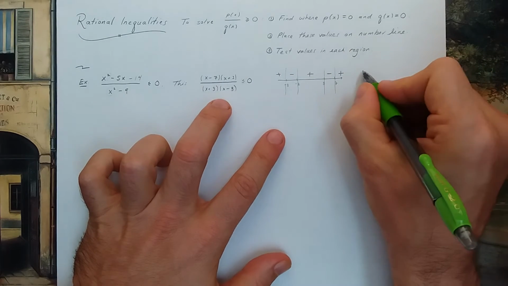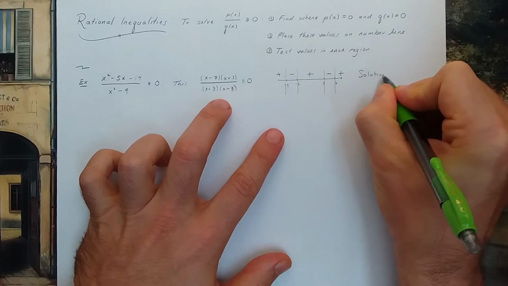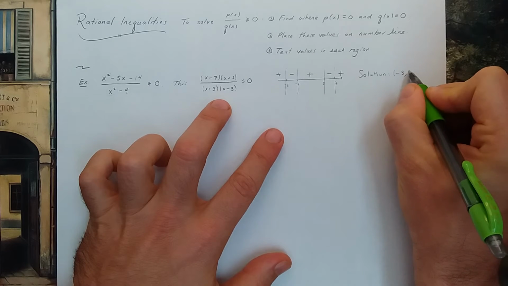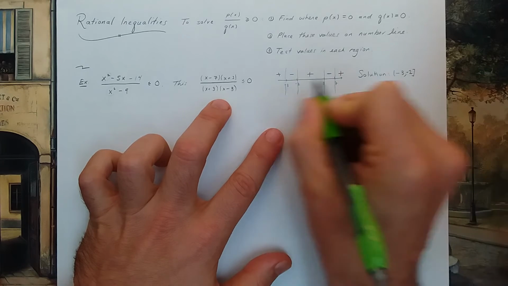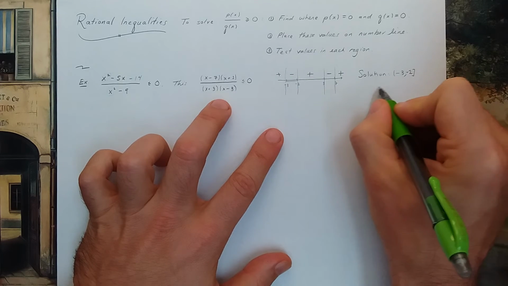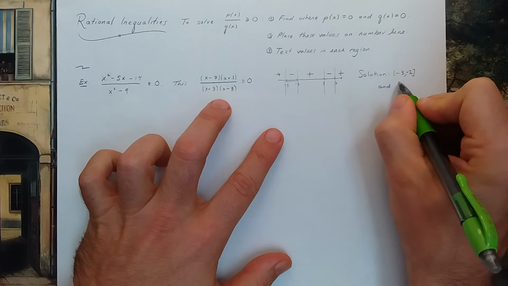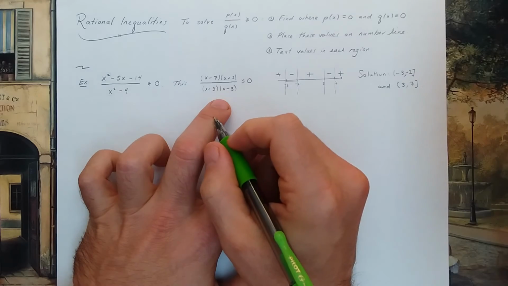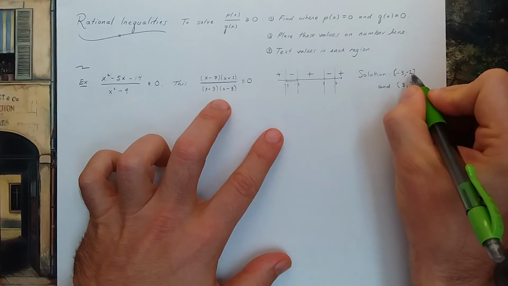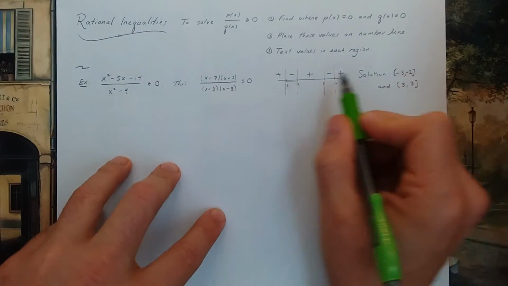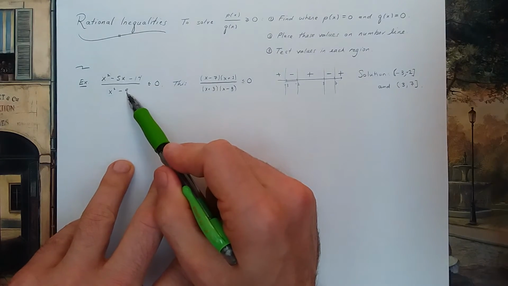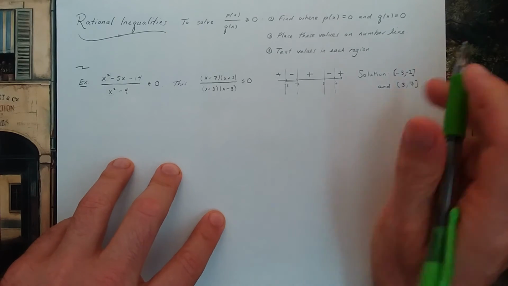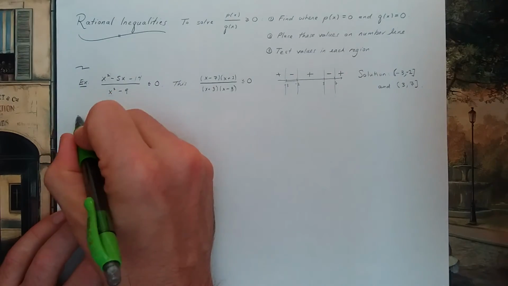My answer is negative 3 up to negative 2. That's the first place where I find a negative. And additionally, between 3 and 7. Notice I put a soft parentheses on the bottom here because negative 3 is a vertical asymptote. It's not actually in the domain of the function, but negative 2 is. Same thing with 3 and 7. So that's the basic process.